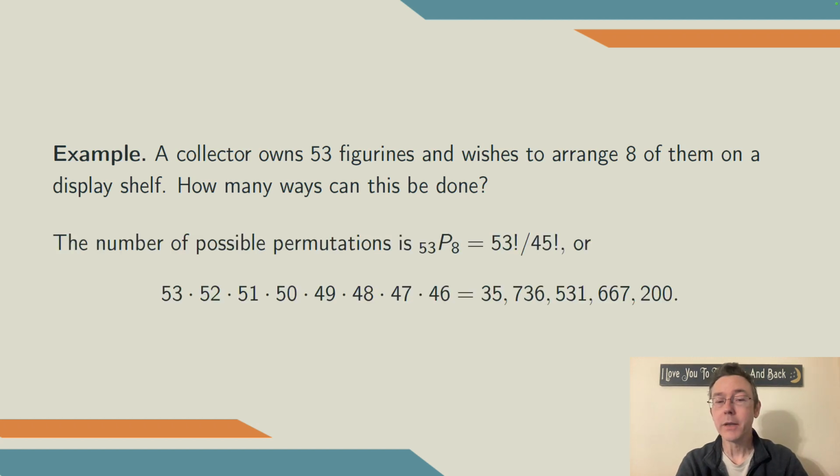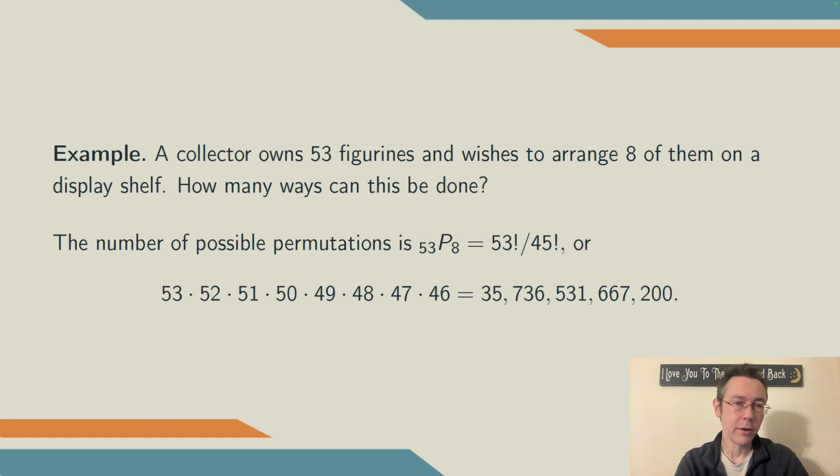This is 53 permute 8, and we can evaluate that by doing 53 factorial over 45 factorial, and there are going to be almost 36 trillion possible ways to do this, so a great number.